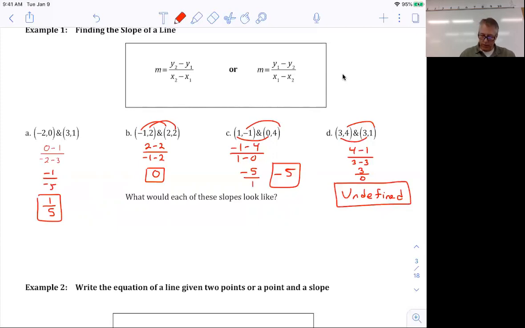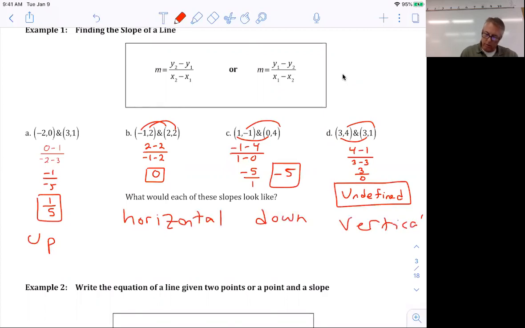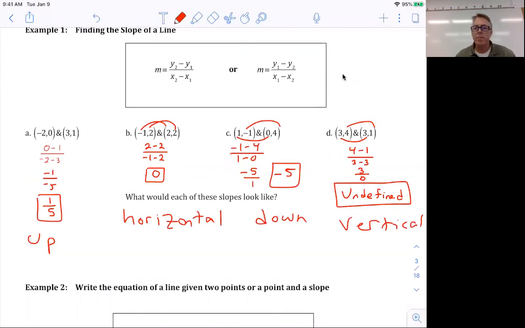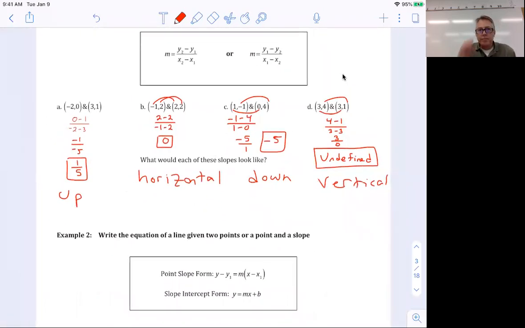Okay, so what would each of these slopes look like? Well, this slope is going to go up, and this slope is going to be horizontal, and this one's going to go down, and this one's going to be vertical. And in fact, later on, we'll talk about the fact that those two are actually perpendicular, and we'll get to that in a few minutes. But before I move on, do you guys have any questions on the slope? All right, we're rolling then.